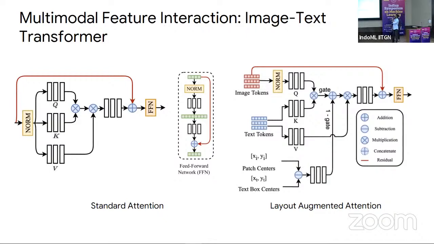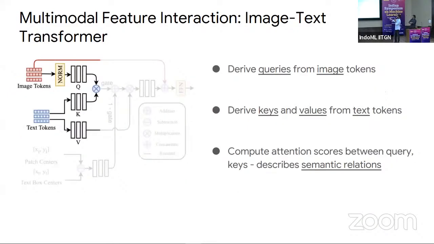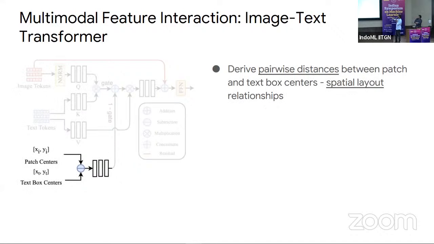Towards this end, we propose an image text transformer, which is a modification on top of the standard attention operation. We call this layout augmented attention. So our idea is quite simple. We take the existing attention operation where we basically compute the queries from the image tokens and derive the keys and values from the text tokens. And basically the relationship between them would define the semantic relations between the image and the text components. Additionally, we also derive pairwise distances between the patch centers and the box centers. And this basically represents the spatial layout relationships.